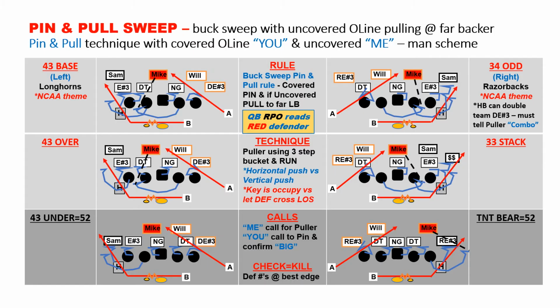All right, third family now is outside gap. This is outside run with a man scheme and classic pin and pull sweep. Real simple: if you are covered, you're going to be big. If you are uncovered, you're a puller. So we'll just use you, me calls. Me is the call for the puller, and you is the call for the pinner. Real simple.